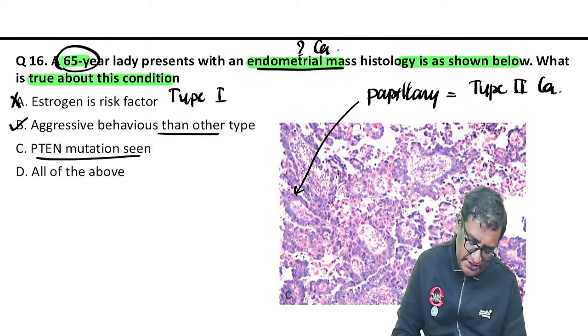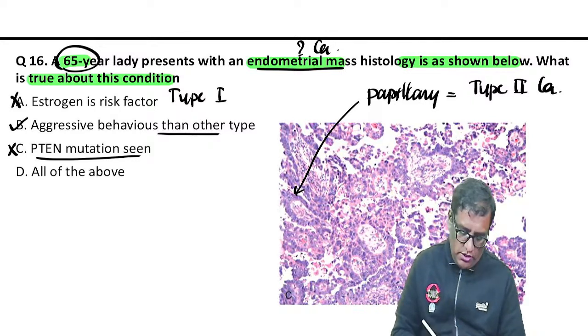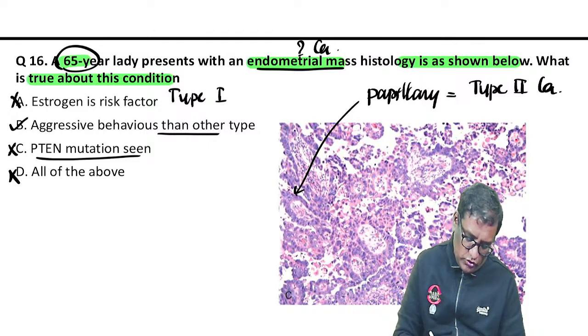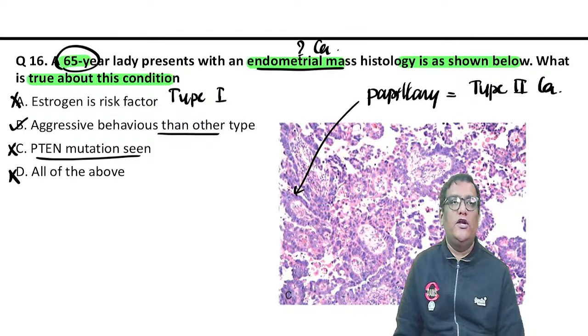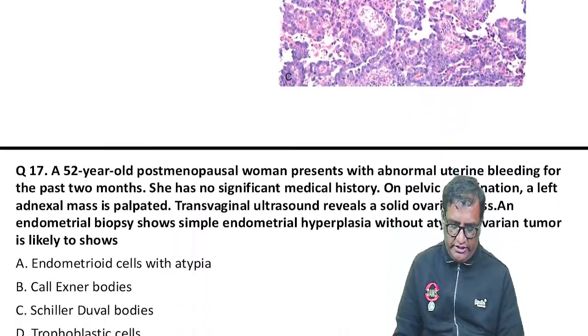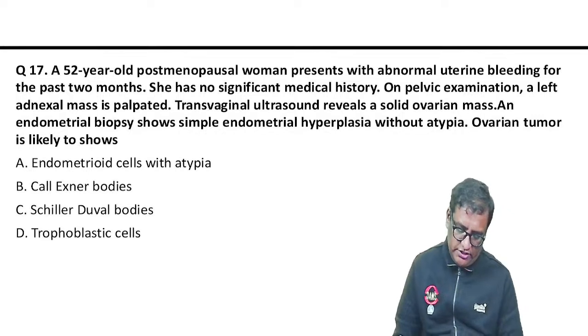PTEN mutation is seen, false. PTEN mutation will be seen in type 1. P53 mutation will be seen in type 2. All of the above, of course, cannot be true. Answer is option B. So this is a type 2 endometrial carcinoma. Next, question 17. Let us look at this question now.